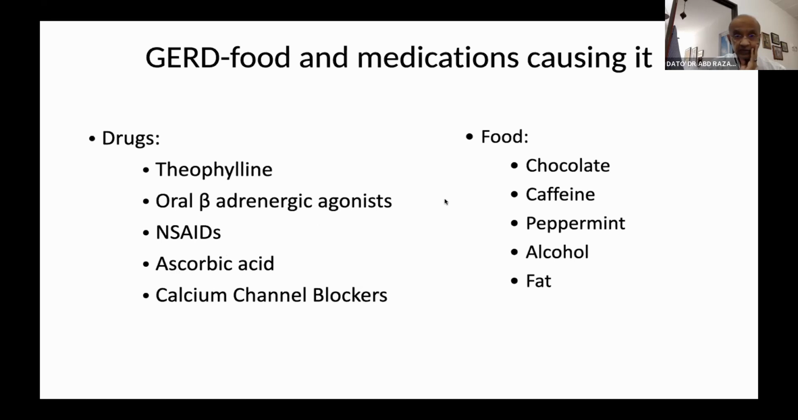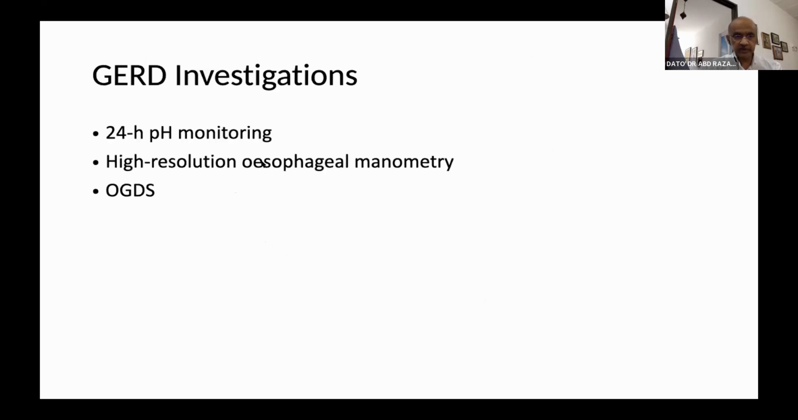And of course, food again, please. You take chocolate a lot at night, or you take a lot of coffee before you go to sleep, or peppermint, alcohol, and then fatty kind of food, I'm sorry. They can all trigger you to get GERD at night, please, and they tend to cough. So all these things must come in history taking to find out the cause of the chronic cough for these patients.